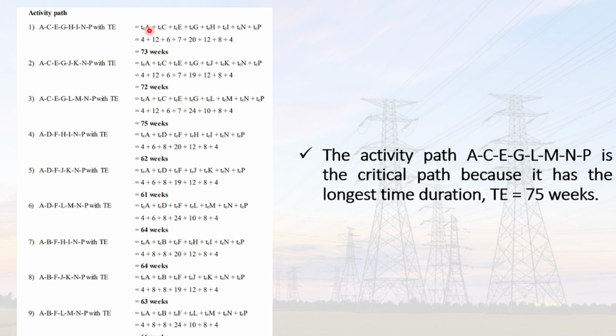So what is the critical path? The critical path is the path with the longest time duration. As we can see by looking at our data, the third path, A, C, E, G, L, M, and P, has the longest time duration. So this can be known as our critical path.